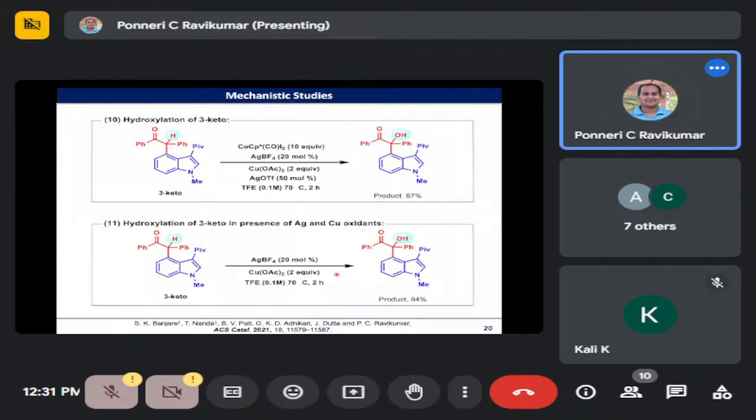And then reviewers asked us, why is this forming the six-member metallacycle? Why is it not forming the five-member metallacycle and giving the C2 functionalization? So then we did the computation, calculation.